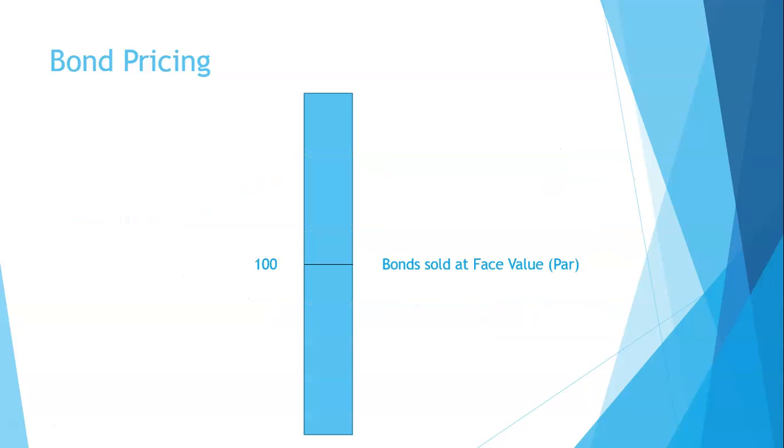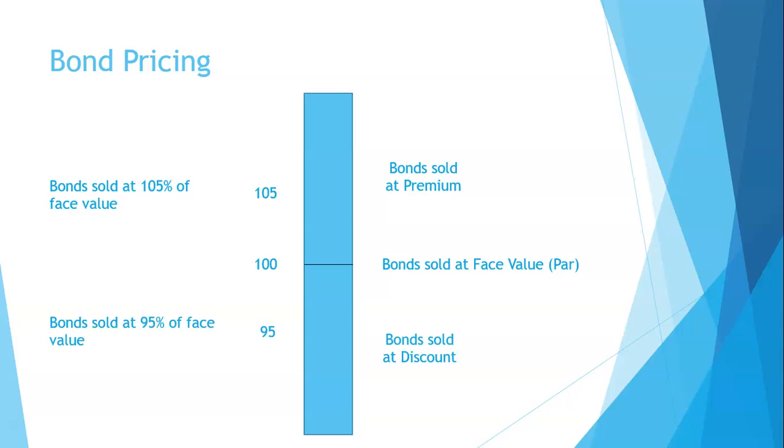So the bond pricing is put on an index. Bonds that are sold at 100 are sold at 100% of their face value or par. Bonds that are sold above 100, such as 105, are sold at a premium because they're sold at 105% of their face value. And bonds that are sold for less than 100, such as 95, are sold for 95% of their face value. They're sold at a discount. So if the bond price was, say, 102, it's sold at 102% of its face value. If the bond price is 91, it's sold at 91% of its face value.